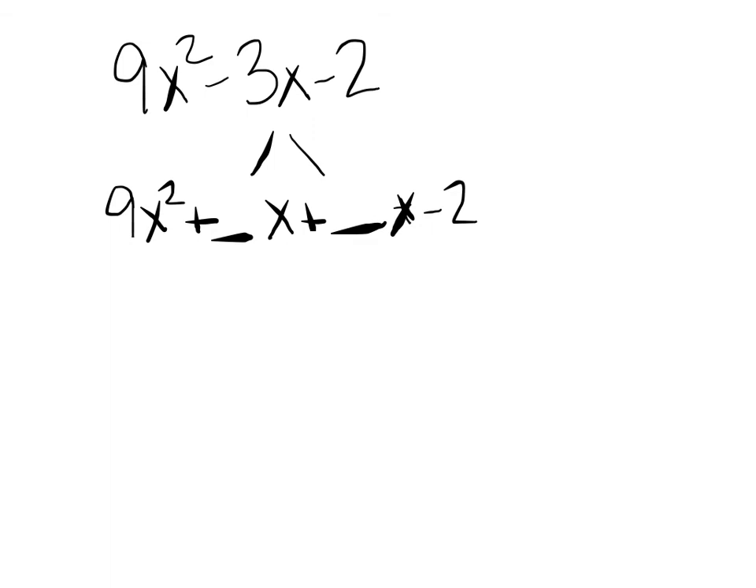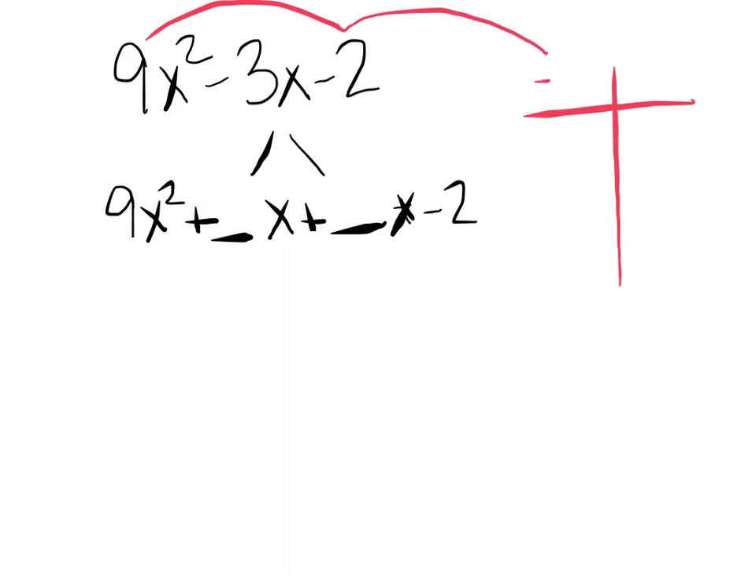Split up our middle term, and then let's get our table ready to go. We need our numbers to multiply to be negative 18, and they need to add to be negative 3. So numbers that multiply to be negative 18: 9 and 2. No matter which way I put the negative, I'm not going to get 3. Other numbers that multiply to be 18: 6 and 3.